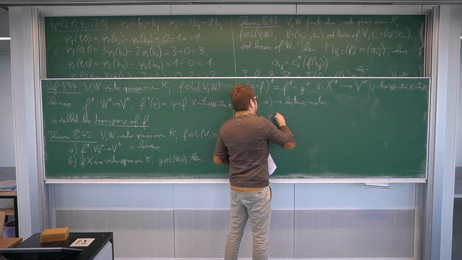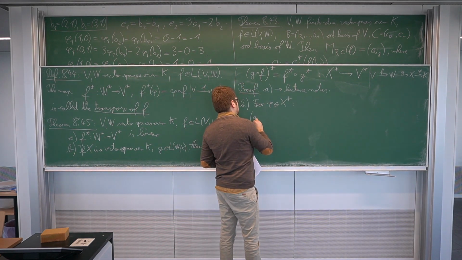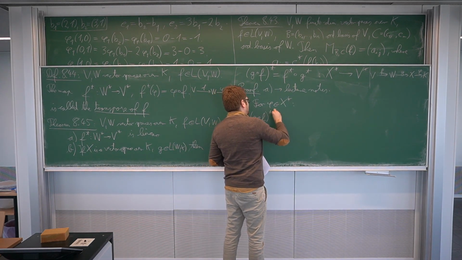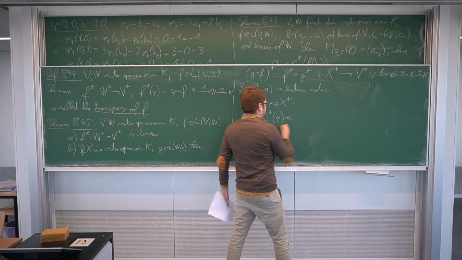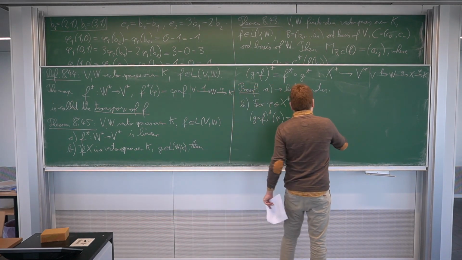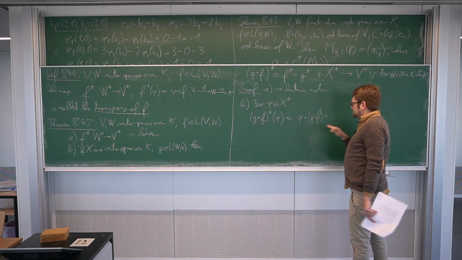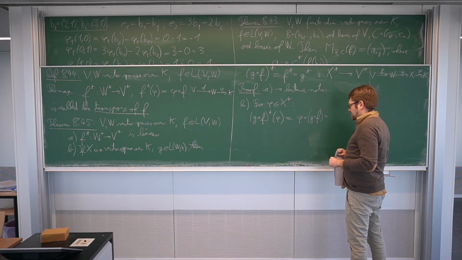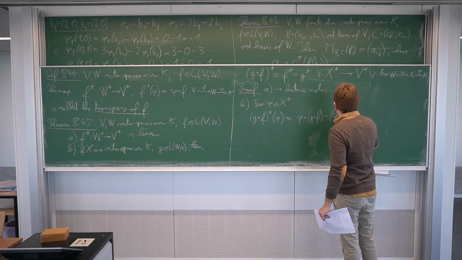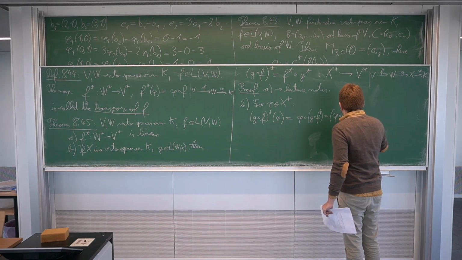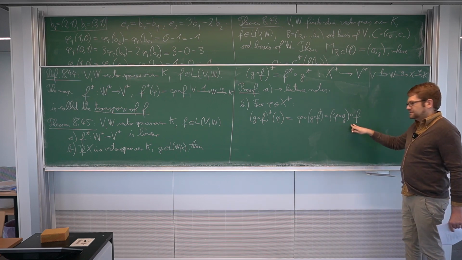If we take some phi in X star, we just do the formal definition: (G composed with F) transpose applied to phi. By definition this is putting this in front, so this is phi composed with G composed with F. I put in the parentheses here because now it's clearer what happens. As we know, the composition is associative, so this is the same as putting the parentheses in here like this. So first G and then F.